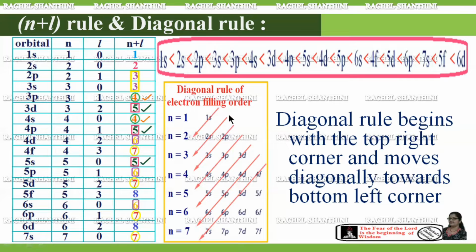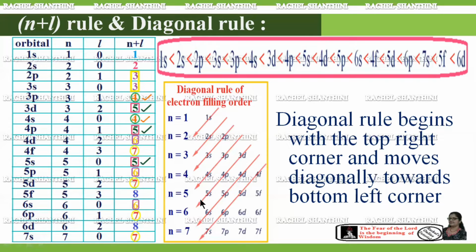It has to move from the top right corner towards the bottom left corner. Okay, so 1s, then coming to the next line 2s, then coming to the next diagonal line 2p, which is less than 3s, then coming to the next diagonal line 3p, 4s. You check with this n plus l rule also. Then after 4s, we have to come to the next diagonal line. We have 3d, 4p and 5s, right? That's what we have written, 3d, 4p and 5s.